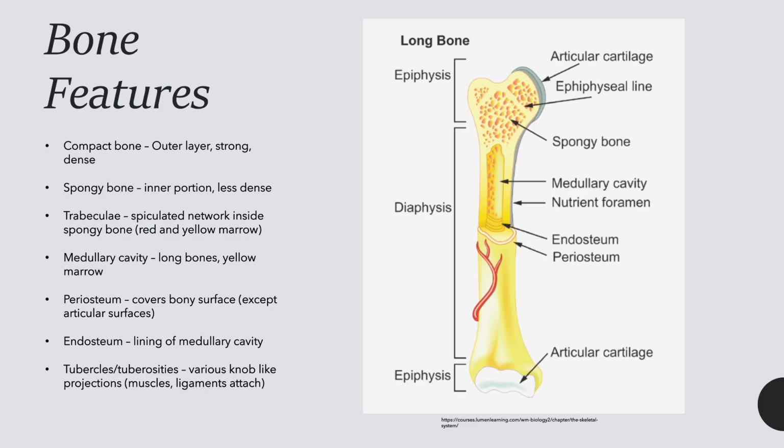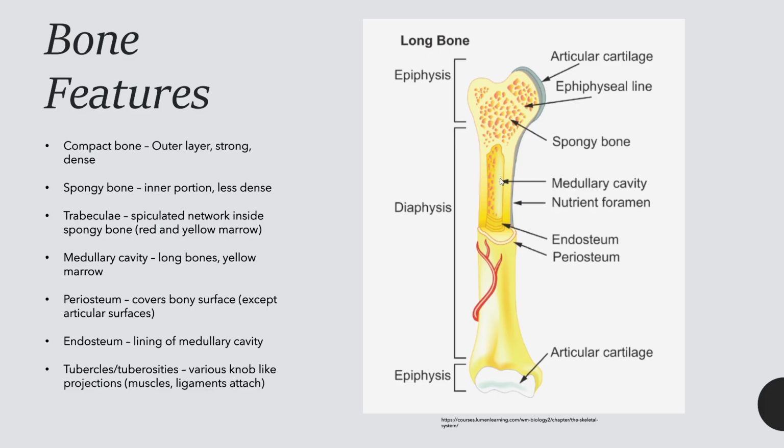When we talk about bone, we can also talk about some of its features. The outer layer of bone is compact bone. It's a little bit more dense, a little stronger than the spongy bone that's more internal and has a lot of trabeculae. So all these little dots within allow different nutrients to access the bone. So trabeculae, we have our red and yellow marrow depending on what type of bone we're looking at.